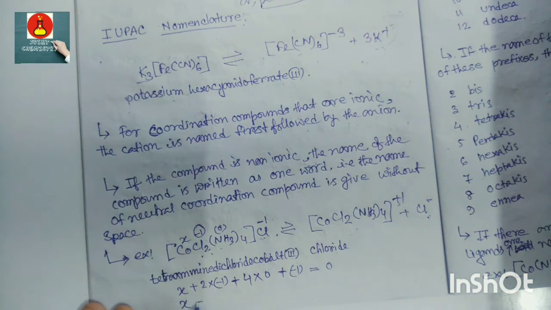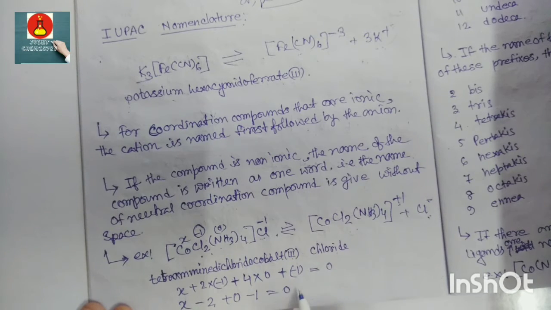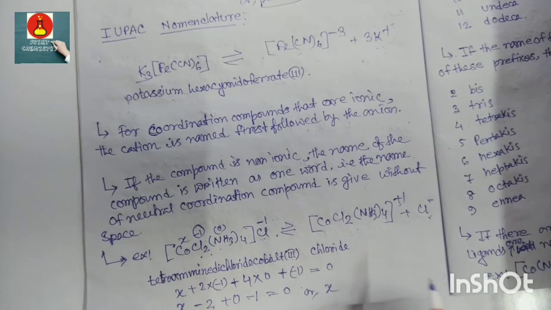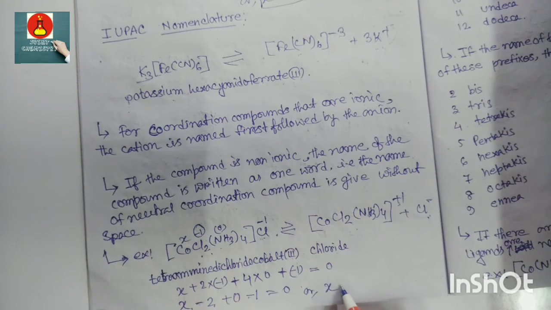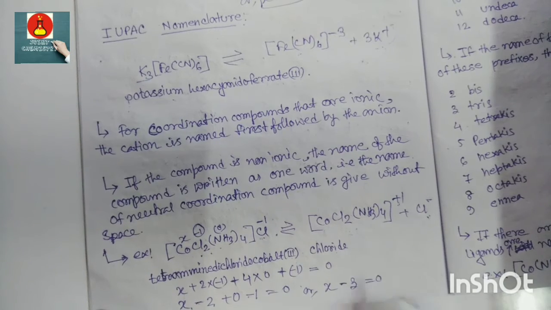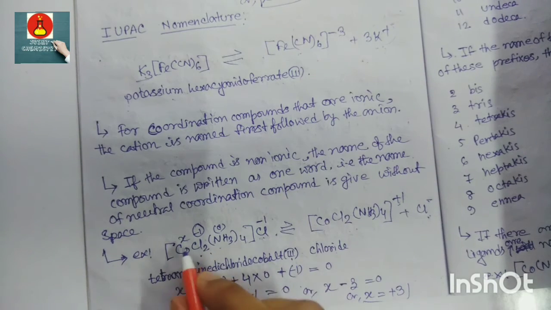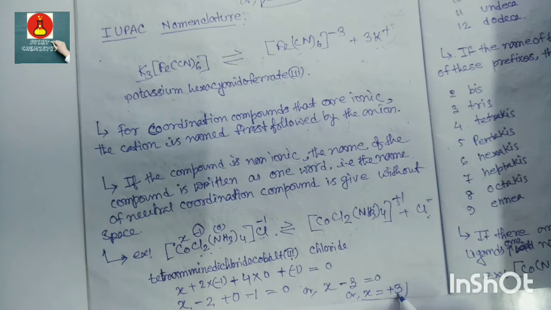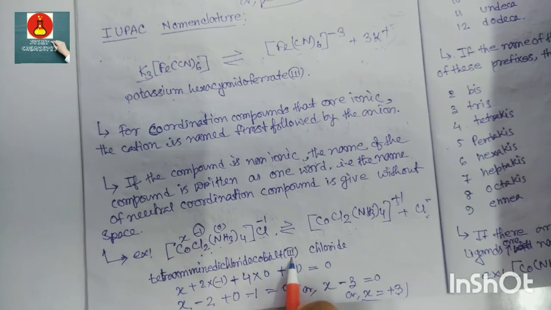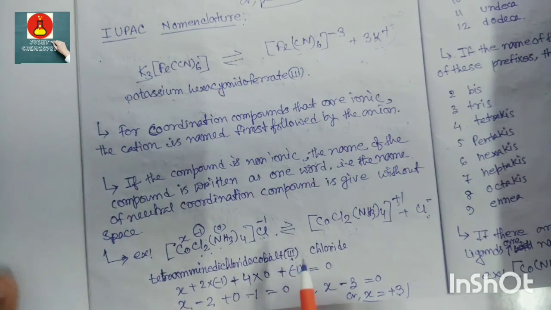Now x minus 2 plus 0 minus 1 is equal to 0, so x minus 3 is equal to 0, or x is equal to +3, right. So that's why we write 3 here, because cobalt contains +3 charge, that's why we can write 3 here. Okay, so this is the way we will calculate the charge of this metal, and we will write it after the name of the metal.